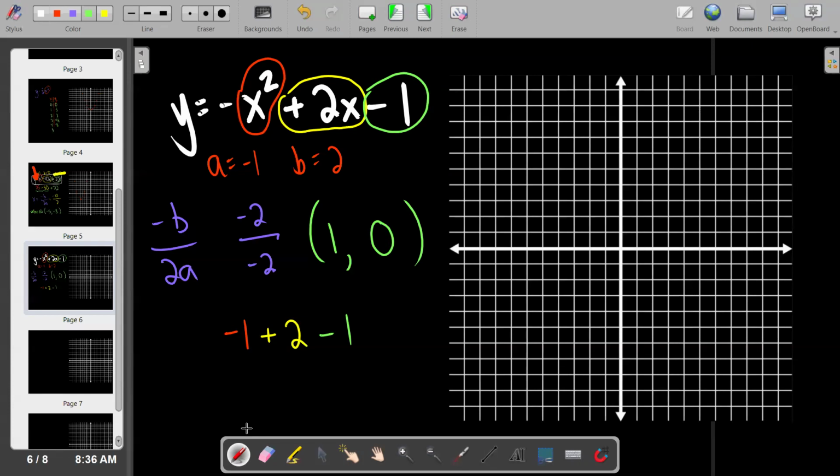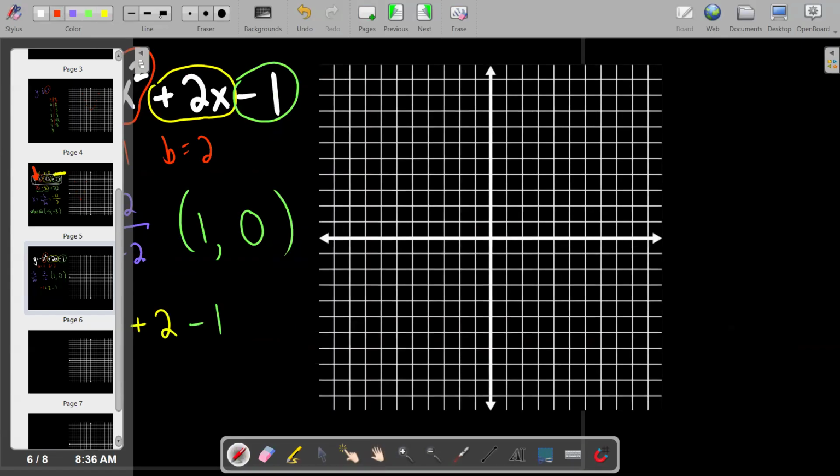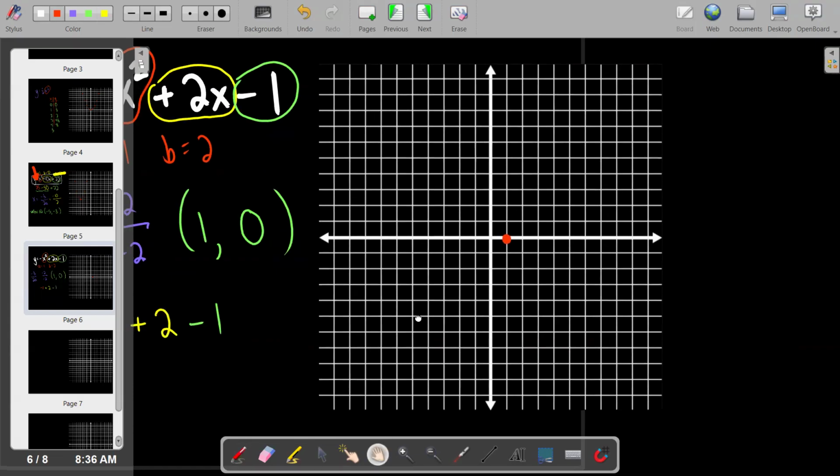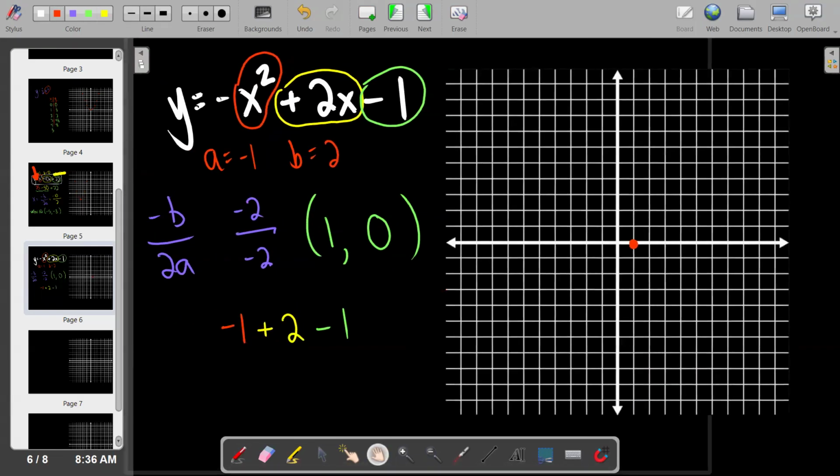So this one, he stayed close to home, but his vertex is the key. So I'm going to go to the right one, and I'm not going to go up or down. You're going to do the same thing, and tell me about the graph. Let's see if you've learned. Tell me about the graph I'm going to draw.